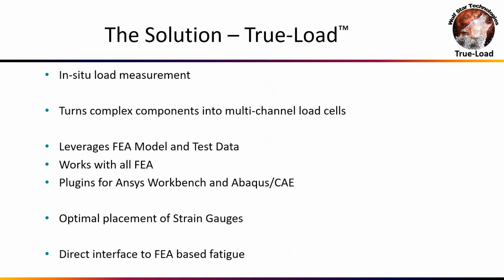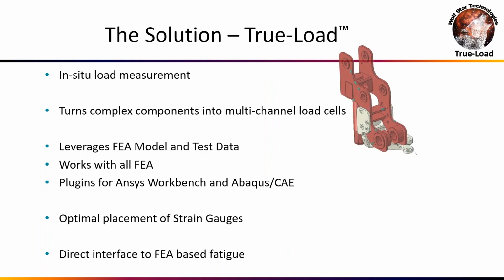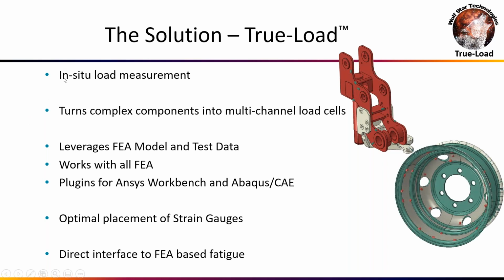So the solution here is TrueLoad. TrueLoad's doing what's called in situ load measurement. In situ means in location load measurement. So we're going to turn your components into multi-channel load cells. We'll leverage the FEA model to work with the test data. We can work with any FEA. We've got really nice plugins for ANSYS Workbench, Navigate CAE. But at the end of the day, we'll get optimal strain gauges, and then those strain gauges will turn into strain correlated loading functions. Now that we've got these strain correlated loading functions, we can push those off to your fatigue tools. So this is really what we're all about. This is the solution we bring.